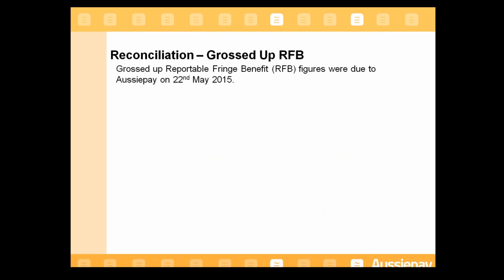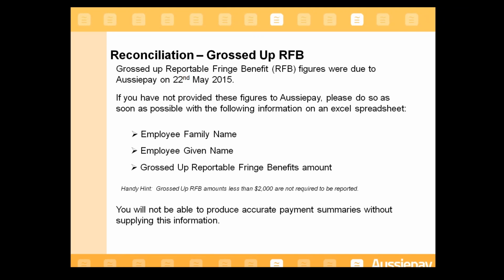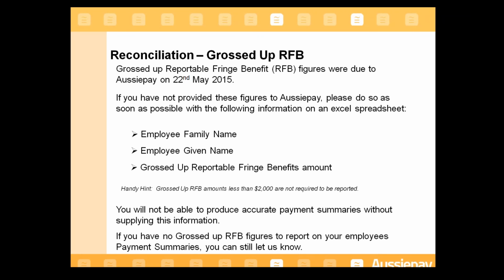A step that's often missed in that payment summary reconciliation report is the grossed up reportable fringe benefits, and they were due to us on the 22nd of May 2015. So if you haven't provided those figures to us, please do so as soon as possible. The vital information that we need is the employee family name, the employee given name, and the grossed up reportable fringe benefits amount. We'll only include amounts over $2,000. And again, if these aren't included, the payment summaries won't be accurate for your employees. If you don't have any grossed up RFB, that's fine. You can still let us know.